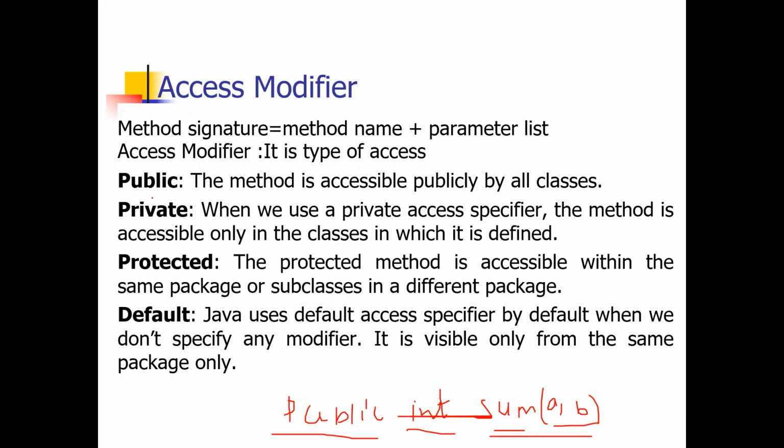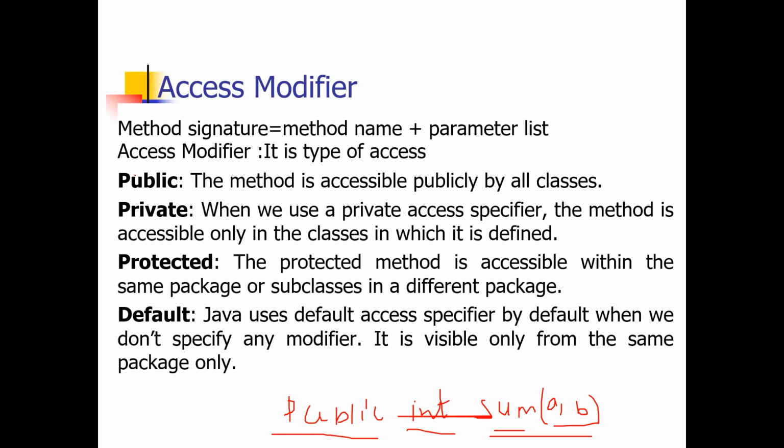If you remember the previous lecture, we learned how to declare a method. This is the access modifier, this is the data type, this is the method name, these are the parameters. Sum A comma B is the method signature, and the whole is called the method header. So the method signature is the method name plus the parameter list, and the access modifier can be public, private, protected, or default. Today we will see how to use private and protected. We have used public many times, but how to use private and how to use protected will be new for you all.